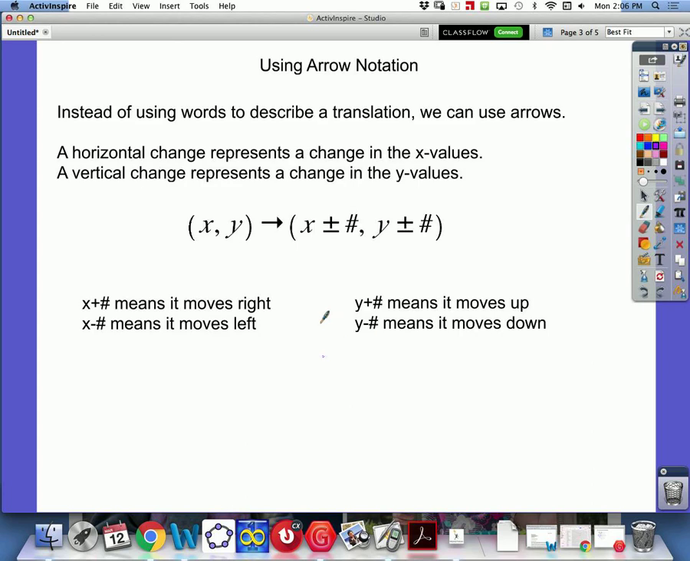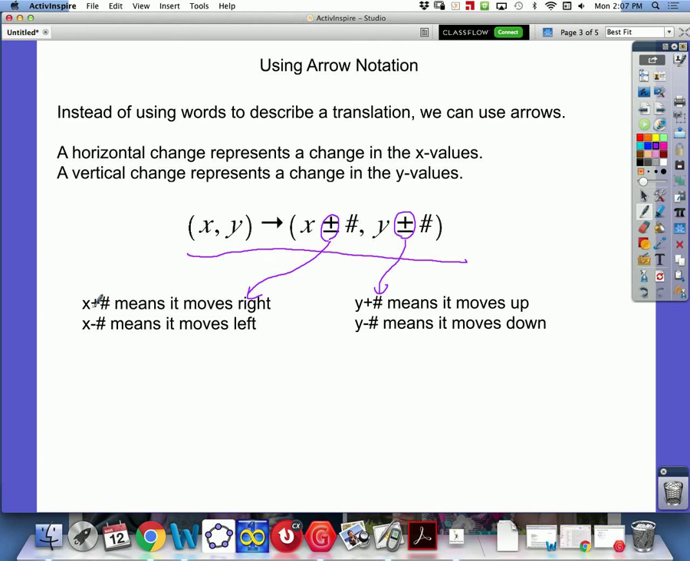So what that means in our arrow notation is a horizontal change is going to represent a change in the x's, and a vertical change is going to represent a change in the y's. And what we use is this notation here. This tells us that I have some coordinate, an x and a y, and it moves, and it's going to tell us the x is either going to add or subtract by some number, and the y is either going to add or subtract by some number. And to figure out if it's an add or a subtract, here's our keys down here.